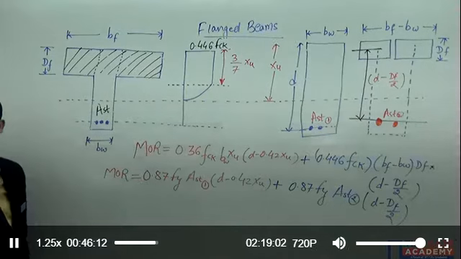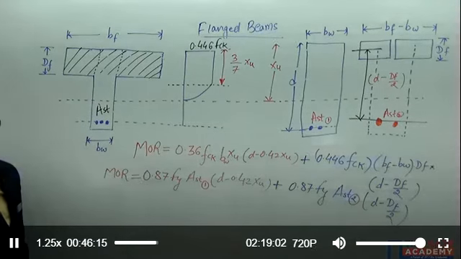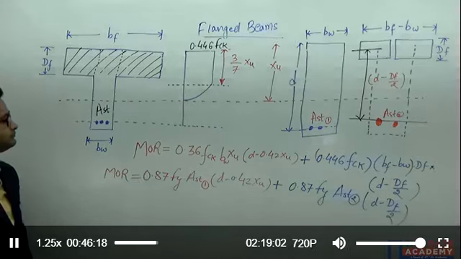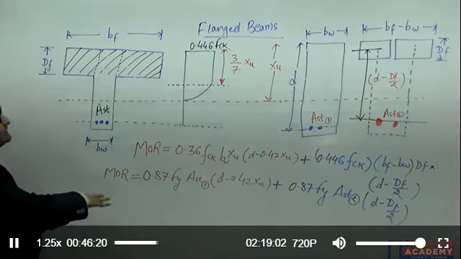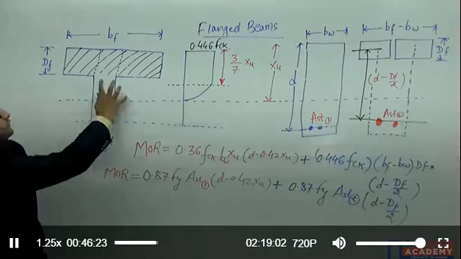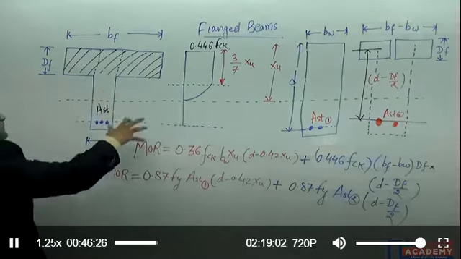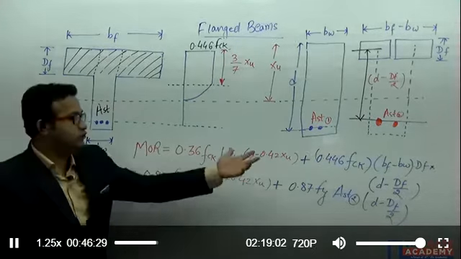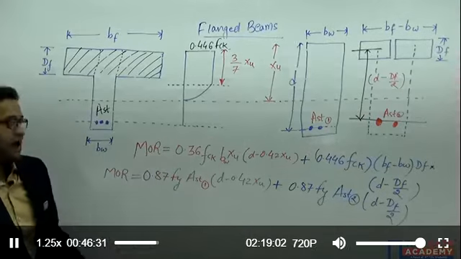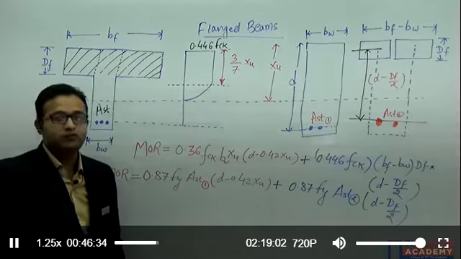Please note down this. This is the total moment of resistance given by the total flange portion. The total flange portion is taking the moment of resistance equal to this in compression and equal to this in tension. And definitely these two moments of resistance will be equal for a balanced section.